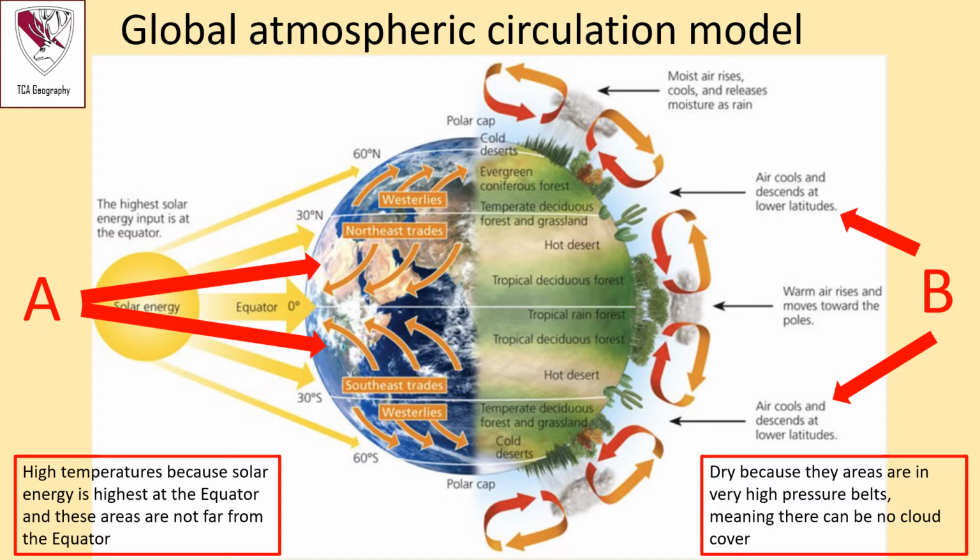On the right-hand side, B is pointing to the areas of very high pressure. So here, where the 2 cacti are in the hot deserts, air is falling in these latitudes. So this gives very high pressure because the air is falling down. Now, high pressure is also associated with a lack of cloud. And a lack of cloud means all of the solar radiation can come in during the day and it can all escape at night.